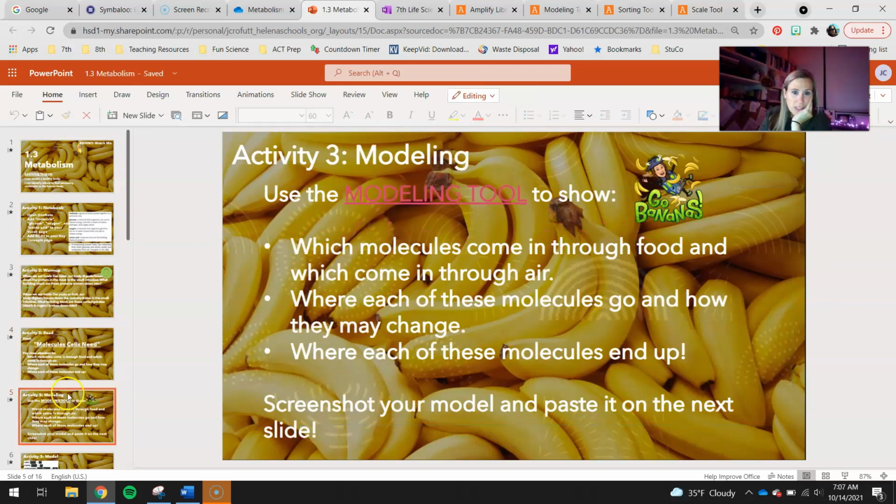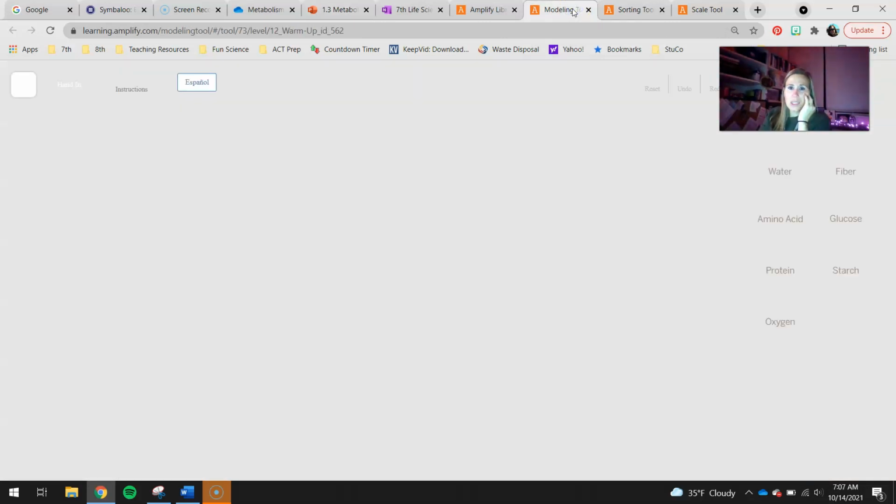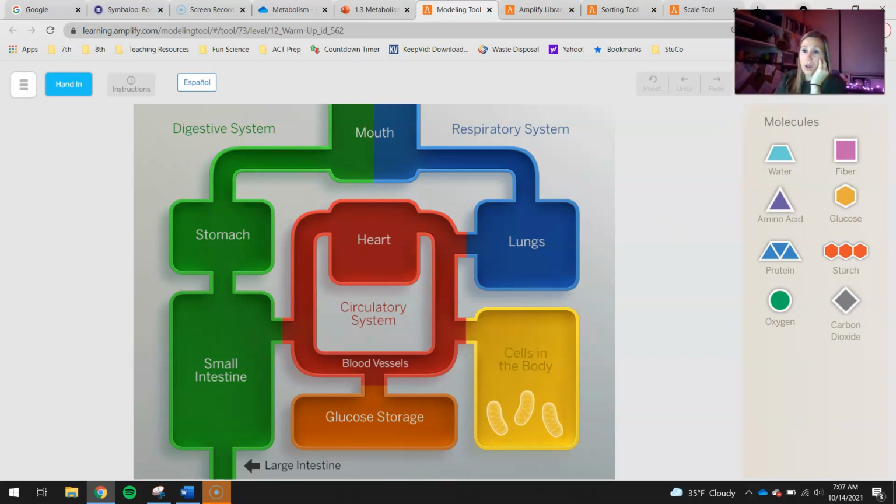All right, so in this little modeling tool today, you are going to right-click this link here. You're going to open it up, and you are going to be pulled into a picture that looks very similar to what you saw in the sim. Okay, the only difference is you can interact with this in different ways. So you can click and drag. Here's a little key over here to show you all the different molecules.